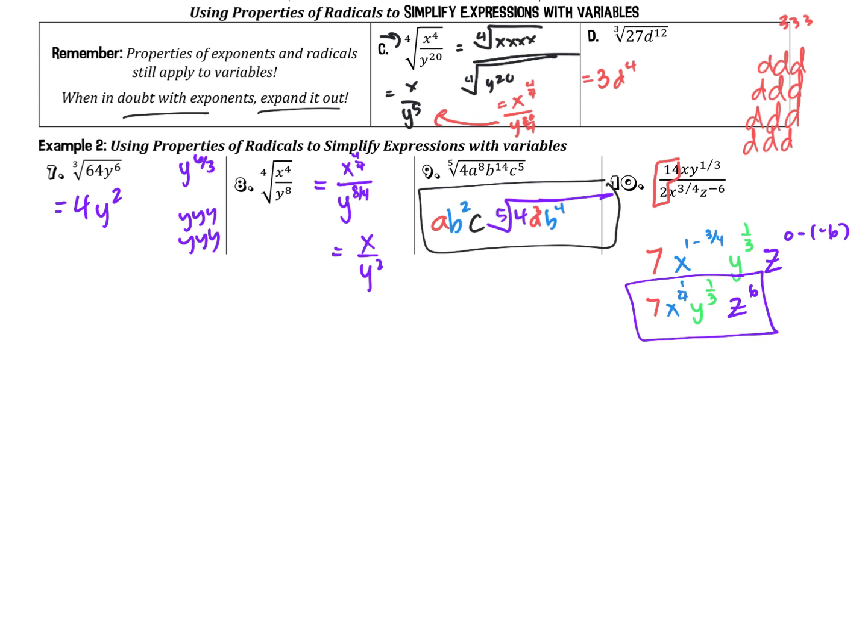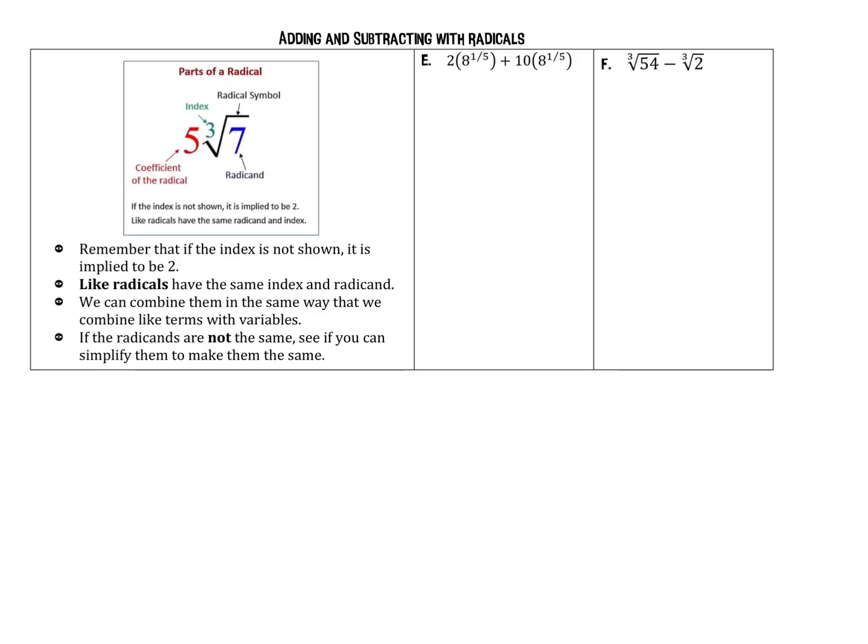Now that we know how to simplify, let's talk about how and when we can add and subtract with radicals and rational exponents. I want to make sure we're on the same page with vocabulary, and I know I've been using some of these words throughout these lessons as well, but I just wanted to give you a nice visual of the different parts of a radical.